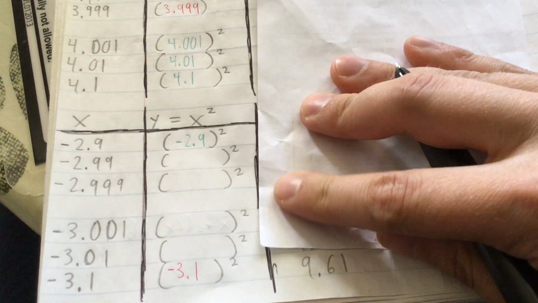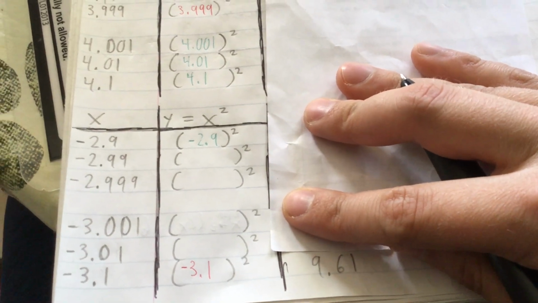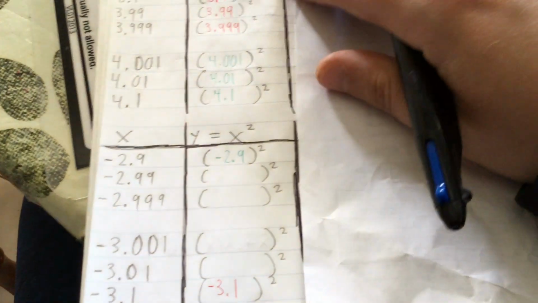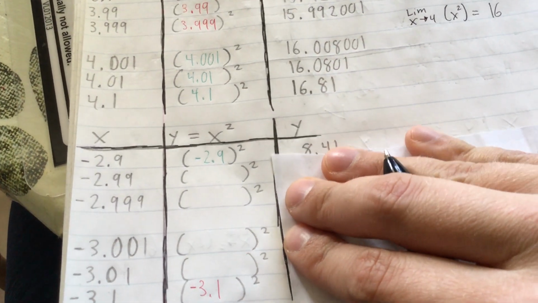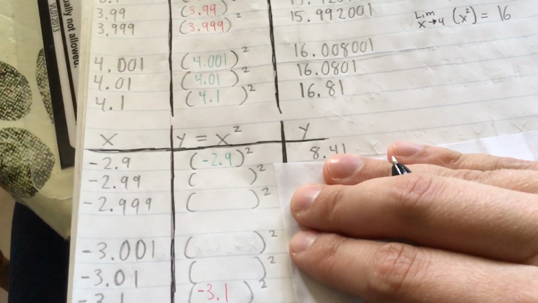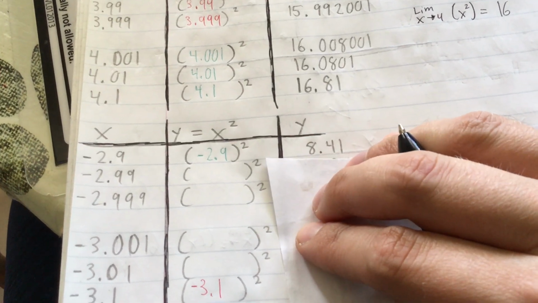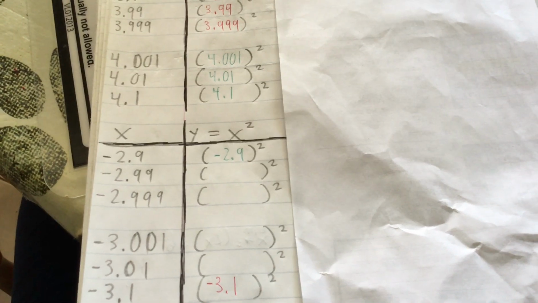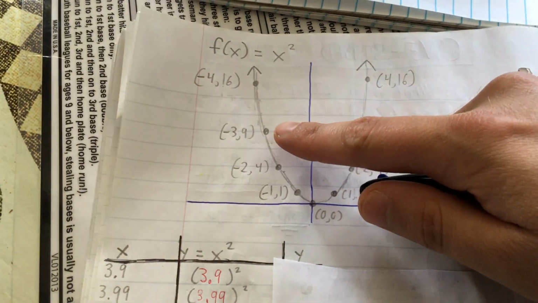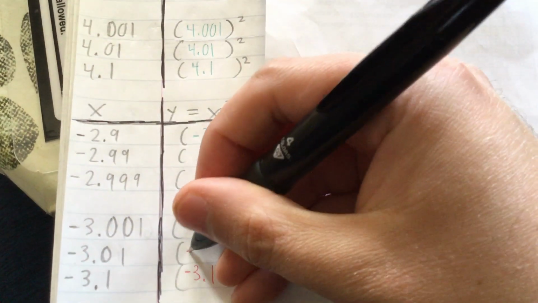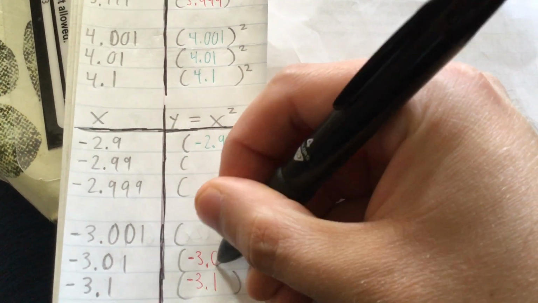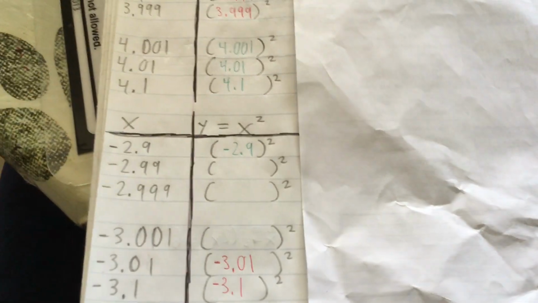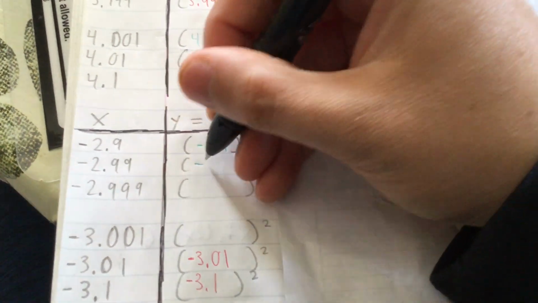-3.1 quantity squared is positive 9.61. Okay, but let's compare it to x equals -2.9 quantity squared, and I get 8.41. Okay, now that's too big of a range. I can't conclude based on that information. Anyway, moving on, let's say I get closer and closer to it by plugging in x equals -3.01 quantity squared and -2.99 quantity squared.